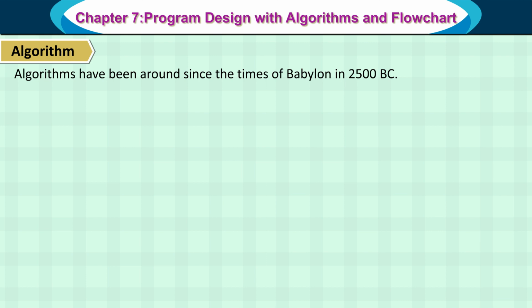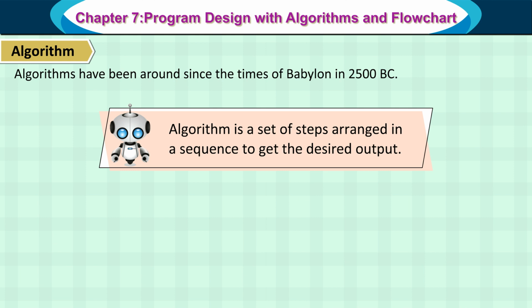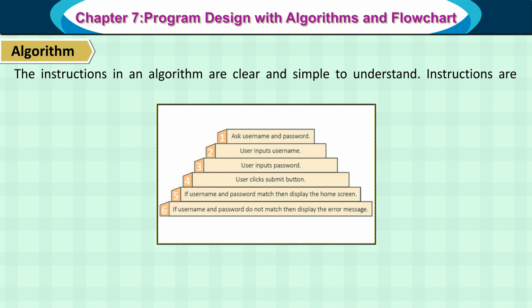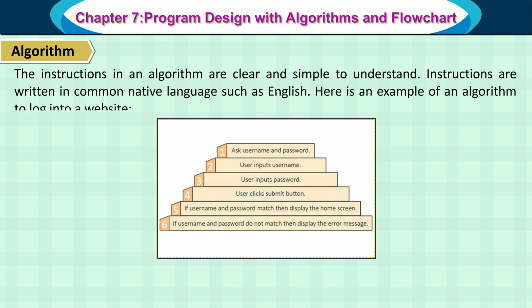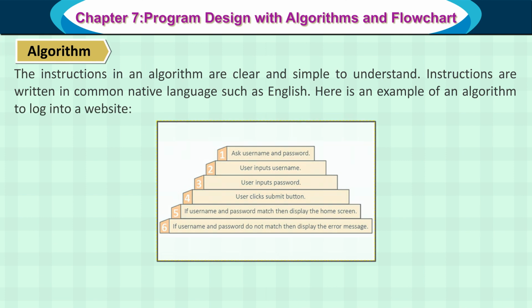Algorithms have been around since the times of Babylon in 2500 BC. An algorithm is a set of steps arranged in a sequence to get the desired output. The instructions in an algorithm are clear and simple to understand. Instructions are written in a common native language such as English. Here is an example of an algorithm to log into a website.